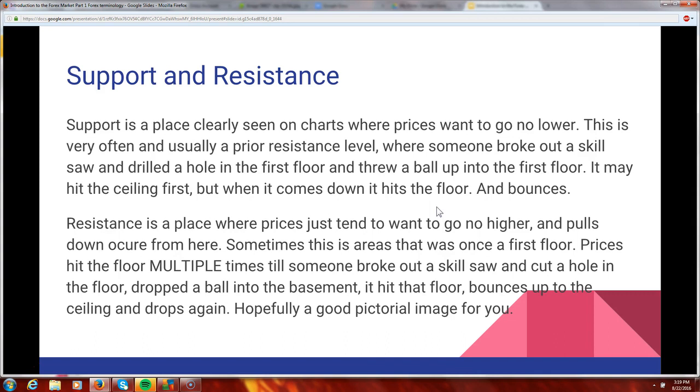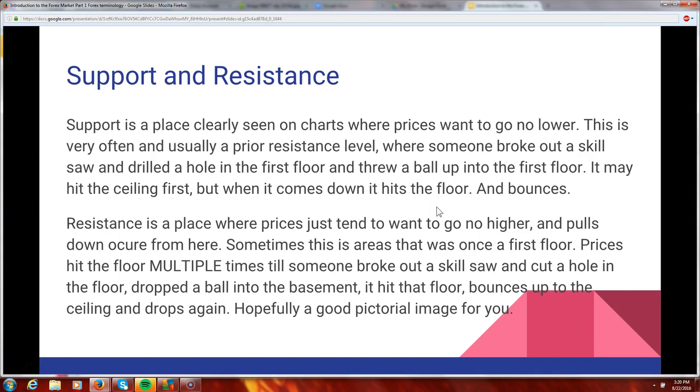Now, sometimes this is an area that was once a first floor. Prices hit the floor multiple times until somebody breaks out a skill saw and decides to cut a hole in the floor, drop a ball, or throw it down into the basement, and it absolutely tanks. It hits that floor, bounces up to the breakdown spot, and just gives it a little kiss. Okay, we can call that kissing or hooking up, to hook back and touch the ceiling, and then it will drop again. I hope I made a good pictorial image for you.